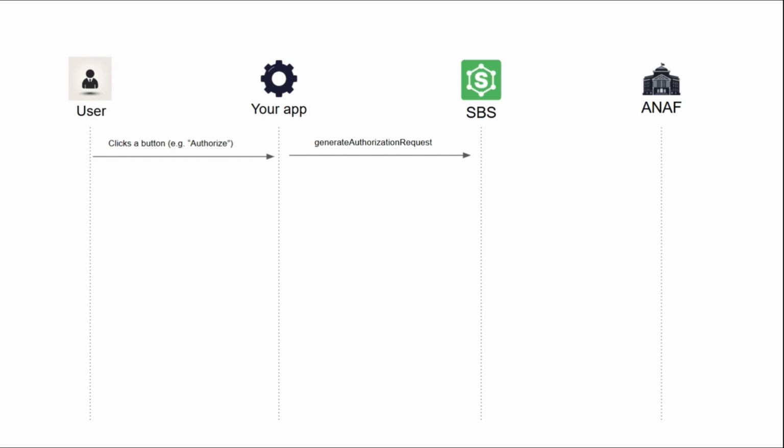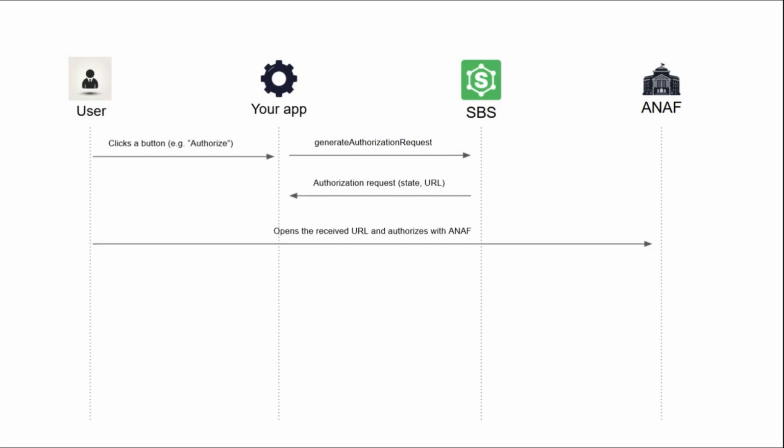The SBS API returns a URL to which the user should be redirected and a state parameter that you will need in a subsequent step. The user clicks the received URL and goes to an ANAF page where they can enter their ANAF credentials and authenticate with ANAF. If the authentication is successful, ANAF returns an authorization code to a URL called the callback URL. As you will see next, this callback URL is configurable.